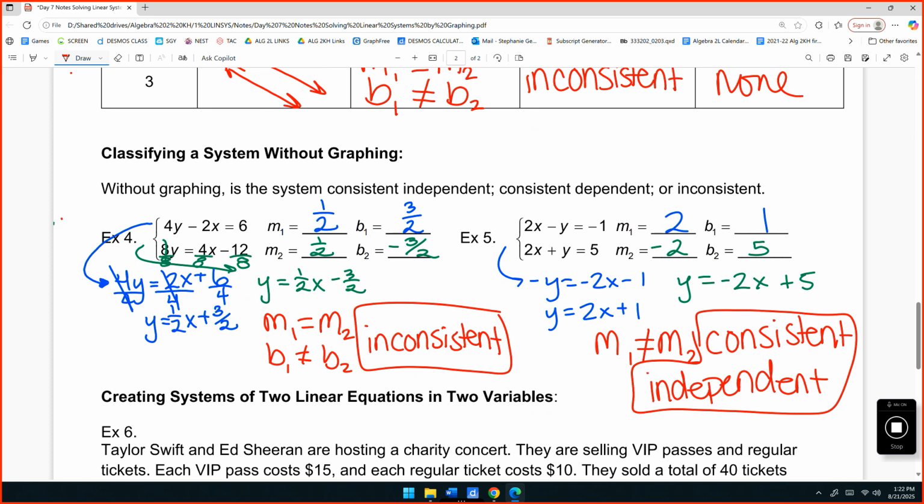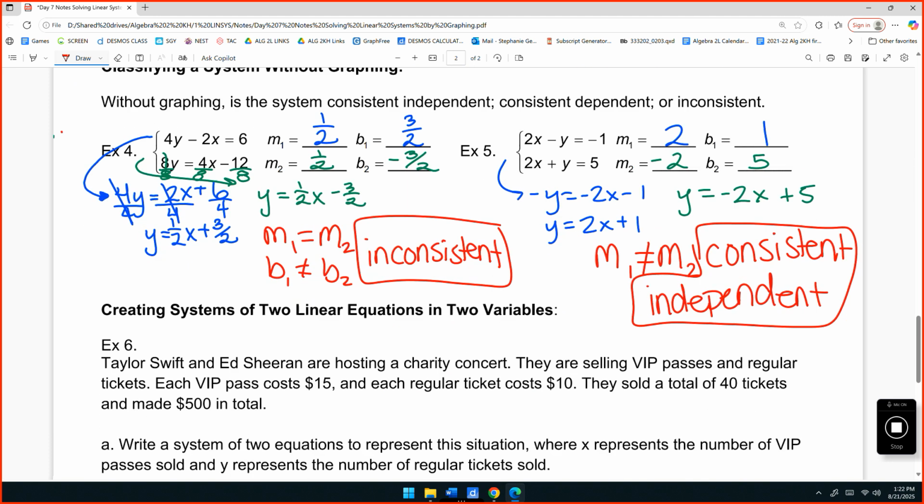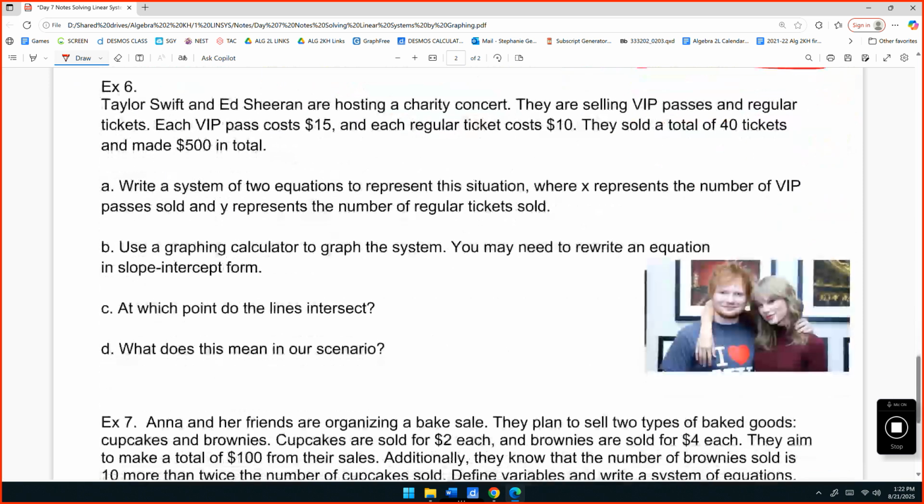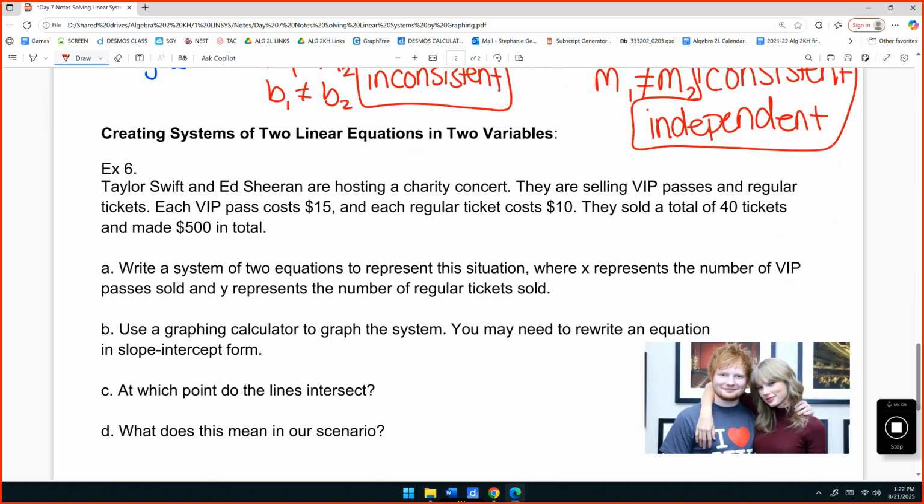Okay, last thing we have to be able to do, and this should be pretty quick, is creating a system from a word problem. Typically the way you solve them is with a calculator, because sometimes they get kind of crazy to graph by hand. Taylor Swift and Ed Sheeran are hosting a charity concert. They're selling VIP passes and regular tickets. Each VIP pass is $15, and each regular ticket is $10. They sold a total of 40 tickets and made $500 in total.